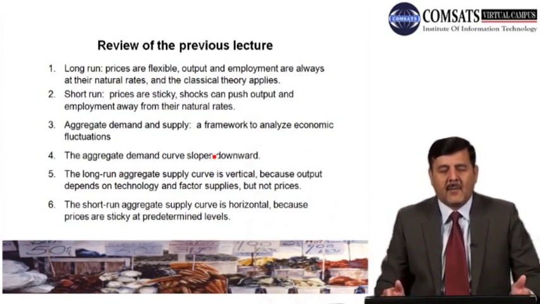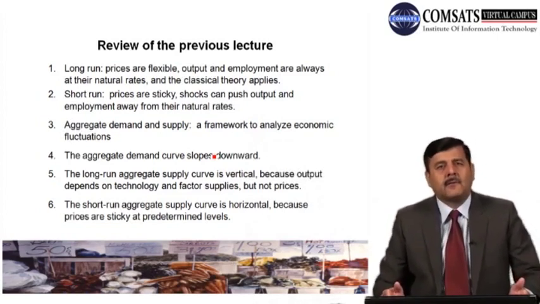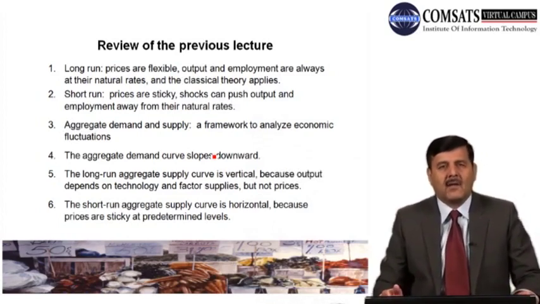सबसे पहले हमने aggregate demand की बात की, and we have seen that the aggregate demand curve is a downward sloping curve. It means that there is an inverse relationship between the price level and the output level in the economy.